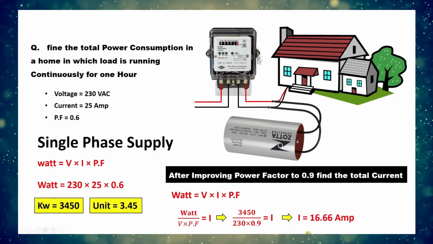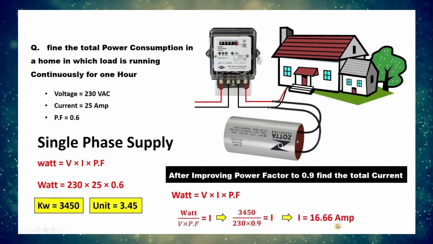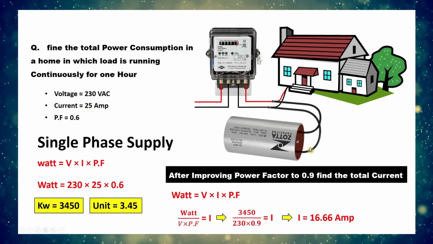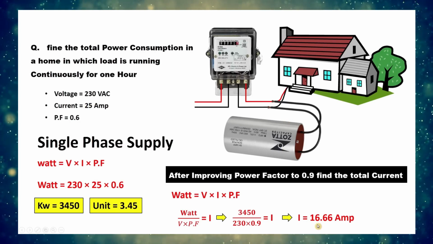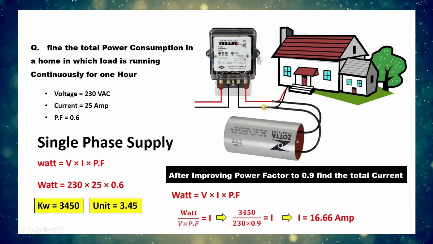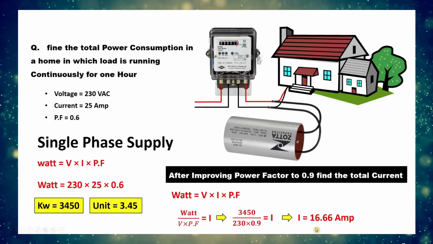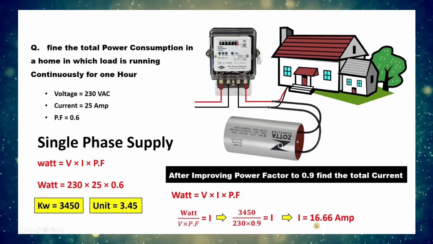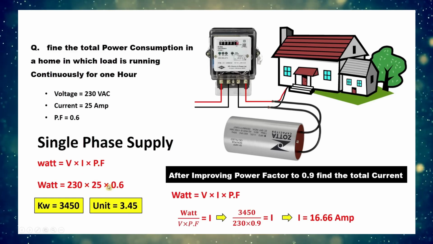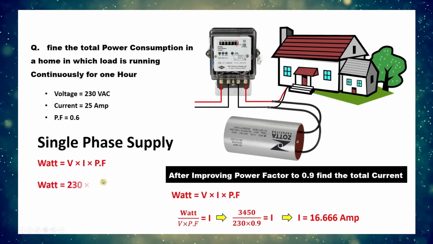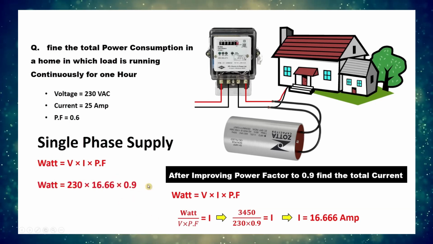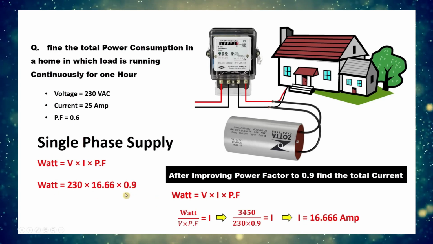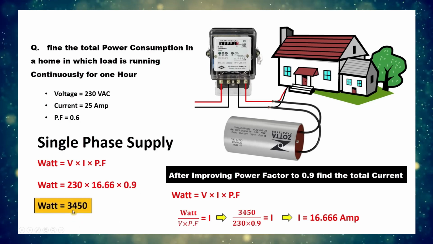What we have is 3,450 W, voltage is 230 volt, and the power factor we improved is 0.9. Previously, power factor was 0.6, but by connecting the capacitor, we improved the power factor, and right now power factor is 0.9. By putting all these values to find current, the answer will come as 16.66 amp. You can see the difference here. Previously, current flowing in our home was 25 amp. After connecting the capacitor, current now is 16.66 amp. So after connecting the capacitor, we got that current is reduced.